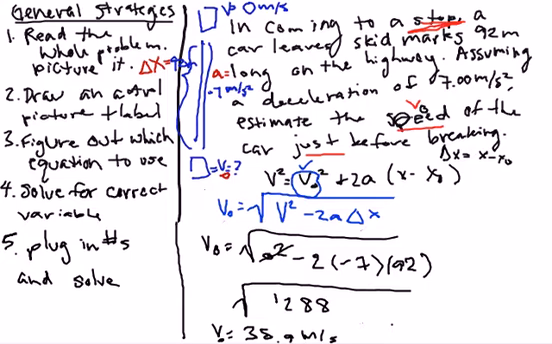So just to do a quick recap, first, read the whole problem, picture it, then draw an actual picture and label. Good labeling is very important. Third, figure out which equation to use, which is how we got to here. Then solve for the correct one, so we get this. Then plug in your actual numbers and solve.